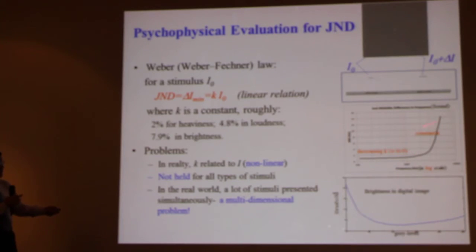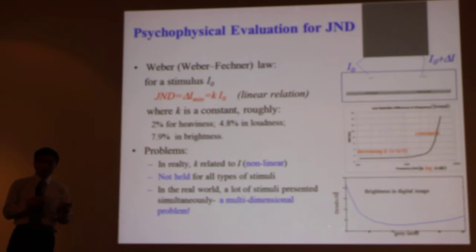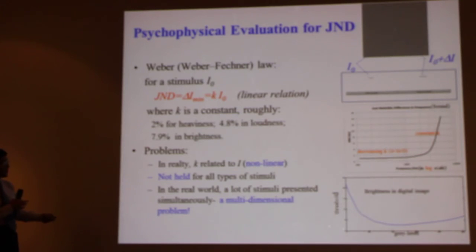Take one example, the frequency in sound. Actually, this K is decreasing from infinity toward 0 before 2K hertz. And this is not linear, of course. Also, this relation does not hold for all stimuli, apart from several phenomena. More importantly, in real world problems, a lot of stimuli are presented at the same time, which cannot be answered by Weber's law.